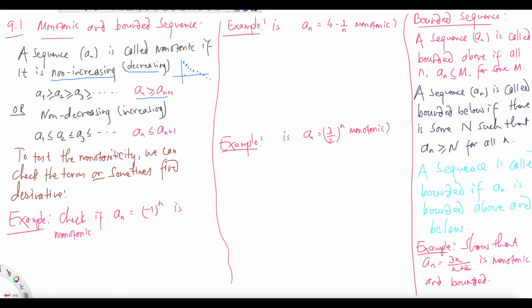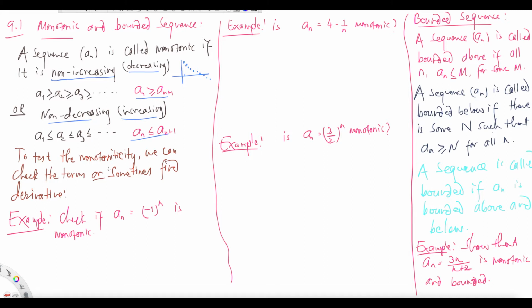Or if the sequence is non-decreasing, which is increasing. Non-decreasing means increasing, meaning a_1 is less than or equal to a_2, which is less than or equal to a_3, and so on. In general, a_n is less than or equal to the next term, right? In that case, we call the sequence monotonically increasing, or non-decreasing, okay?